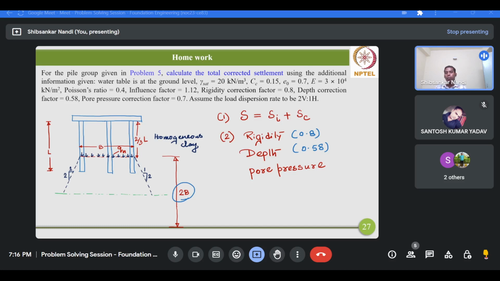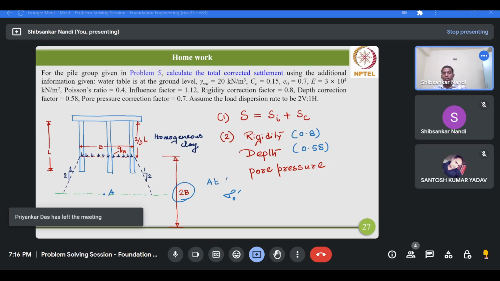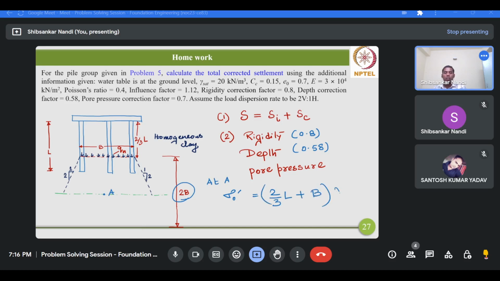Now if we multiply, so sigma 0 prime, suppose this level is A, so at A this will be simply 2/3 L plus B times gamma prime. So we know L, the length of the pile is, I hope, 10 meter. Okay, so please check it from the problem 5, and B is 2.4, gamma prime is 10 kilonewton per meter cube. So we can easily determine the sigma 0 prime.